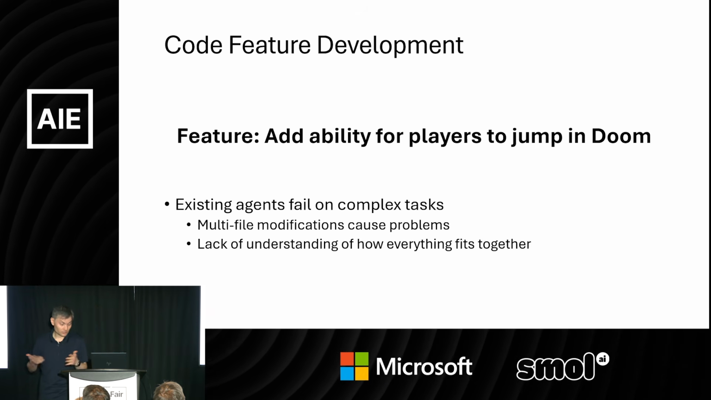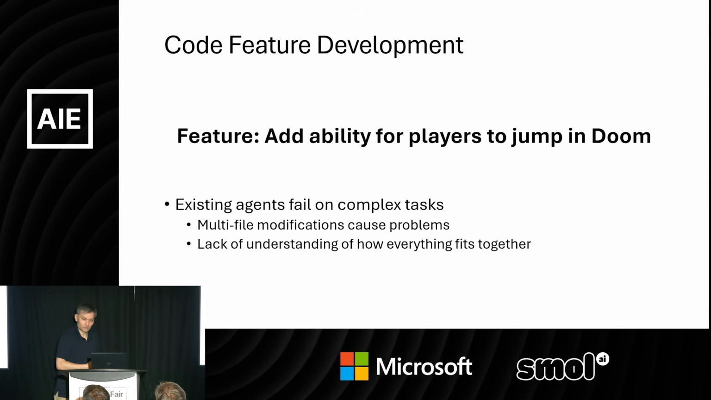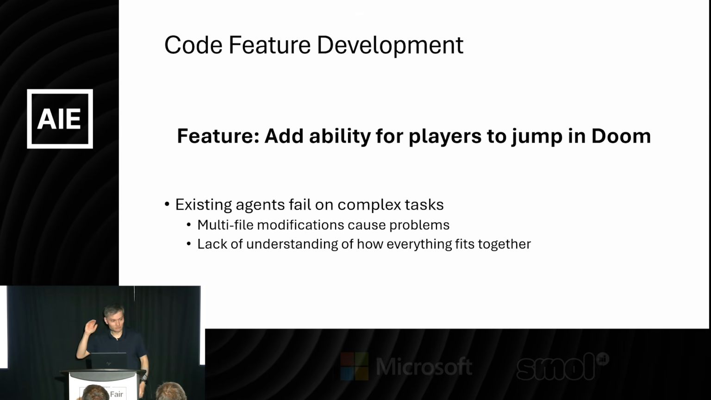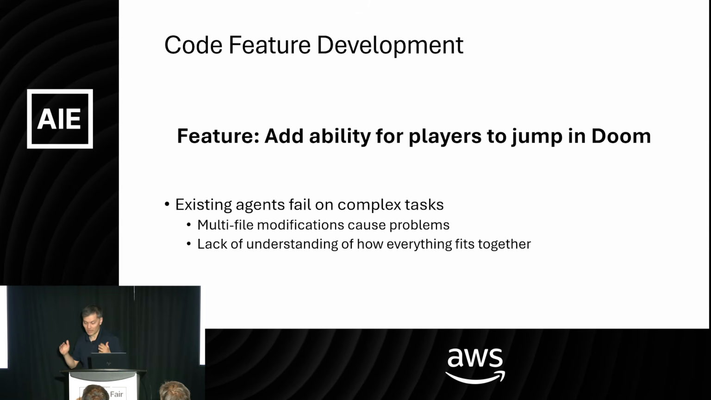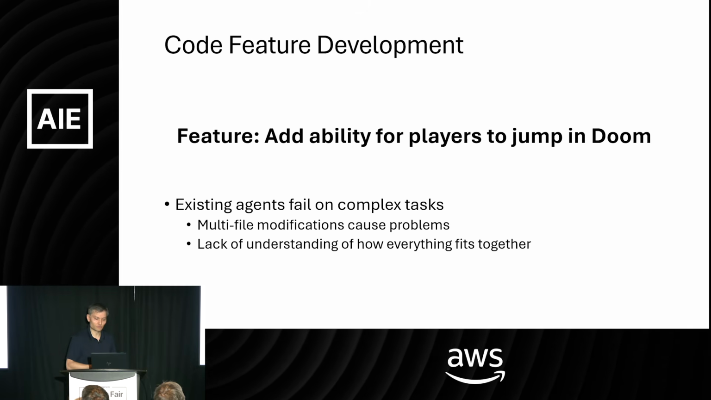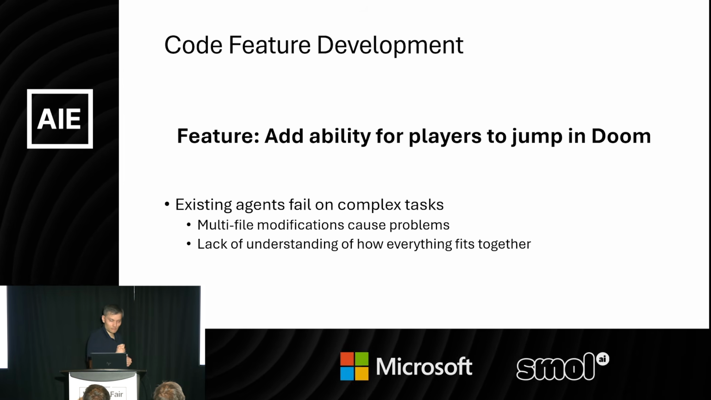So we had a lot of video game players in our office, and we were kind of thinking about what would be a cool thing we put over top of this Doom video game? And someone said, well, you can't jump in the original video game. What if we added the ability for a player to jump? And that's a complex thing to add into Doom because it requires multi-file modification.